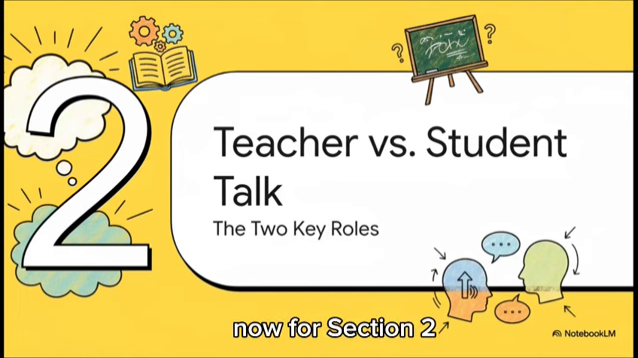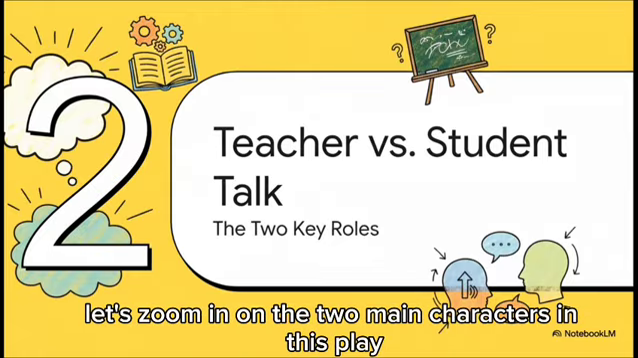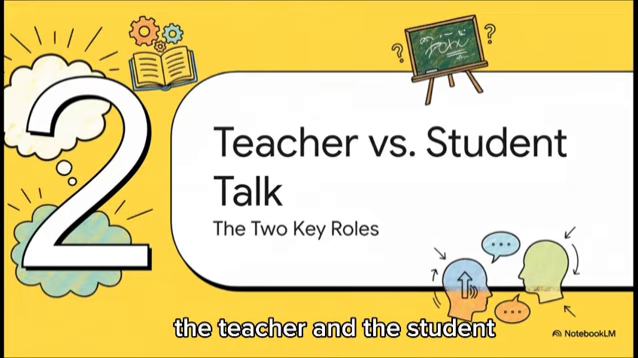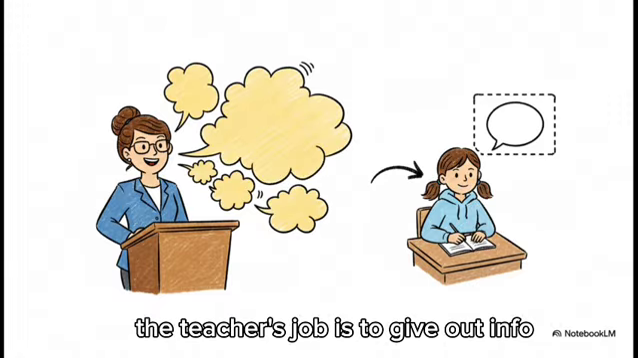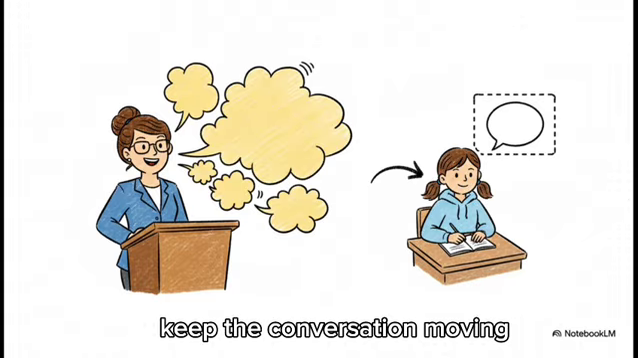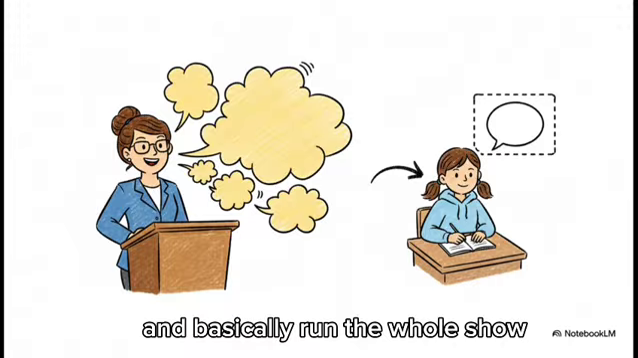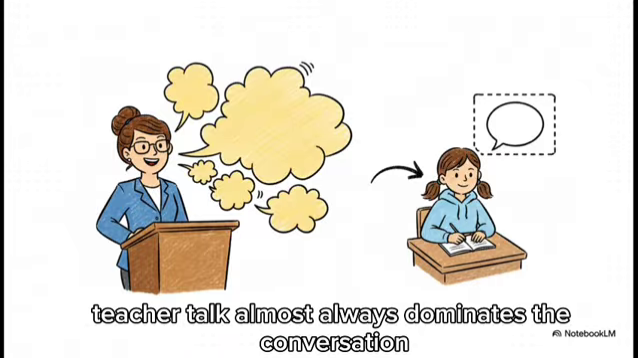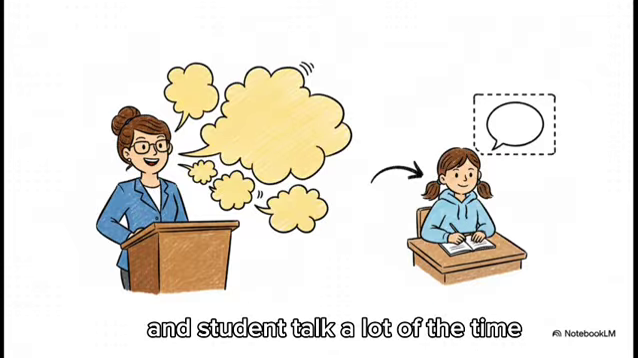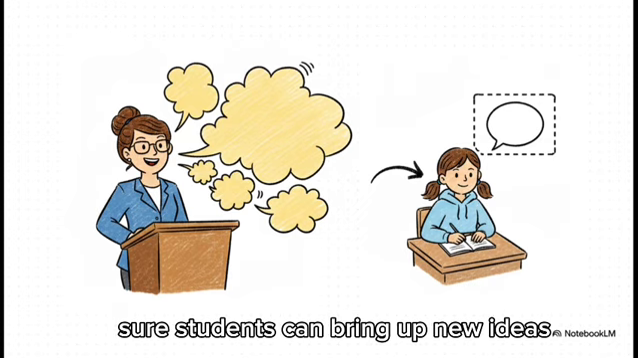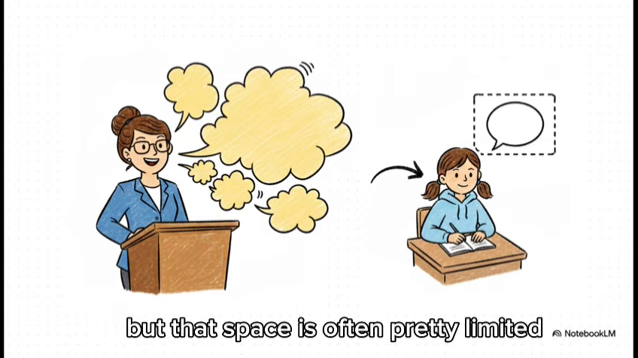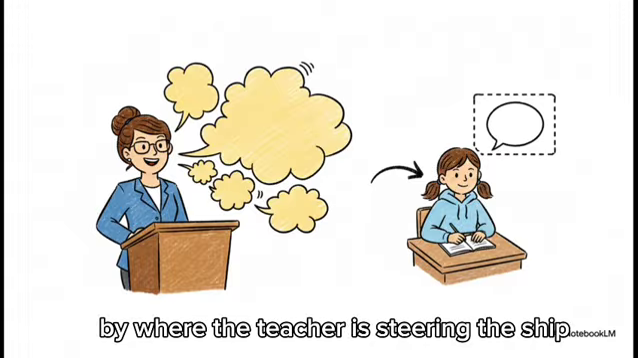Now, for section 2, let's zoom in on the two main characters in this play, the teacher and the student. In most classrooms, the roles are super clear-cut, right? The teacher's job is to give out info, keep the conversation moving, and basically run the whole show. But here's the key. Teacher talk almost always dominates the conversation. And student talk, a lot of the time, it's just about responding to the teacher. Sure, students can bring up new ideas, but that space is often pretty limited by where the teacher is steering the ship.